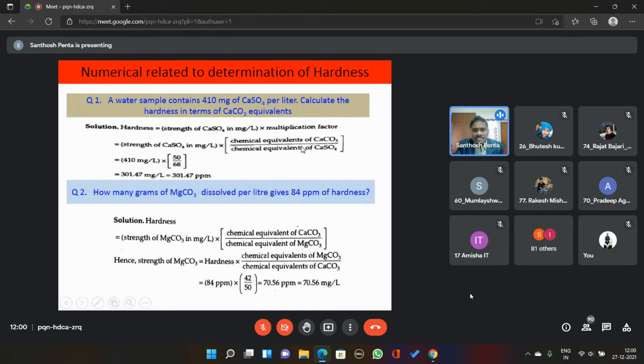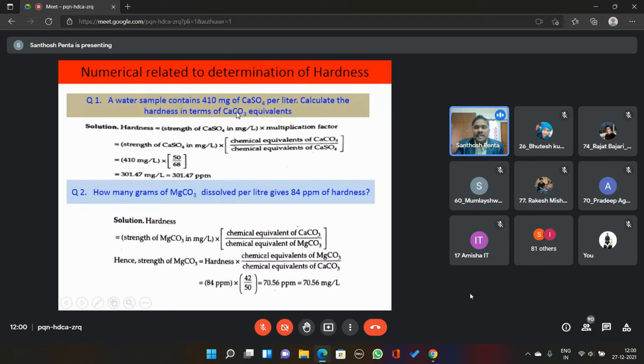What is the multiplication factor? Molecular weight of calcium carbonate by molecular weight of hardness producing substance. Here, what is the molecular weight of hardness producing substance? That is 136. 100 by 136. Simply that is nothing but 301.47 ppm. That means here we are expressing the hardness of calcium sulfate in equivalence of calcium carbonate.